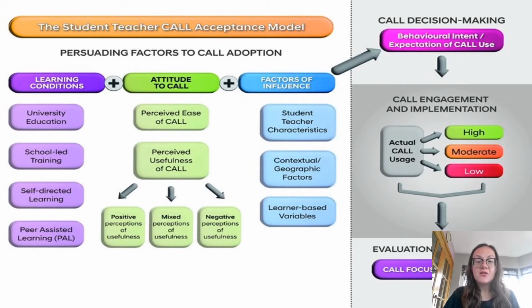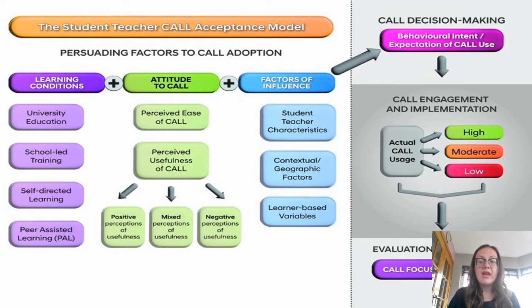Then thirdly, there are the factors of influence, and these have been categorised as student teacher characteristics, so specific things about student teachers that decide whether they choose to accept CALL. Then contextual or geographic factors, and that shows that there is a contextual aspect of CALL usage depending on the location or the setting of student teachers. And then finally, learner-based variables. So student teachers are very mindful of how CALL is received in their modern foreign language classroom, and therefore they are very cognizant of the role of their pupils and learners.